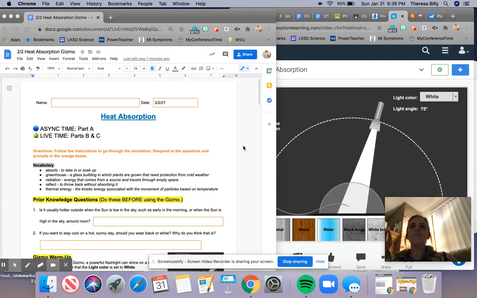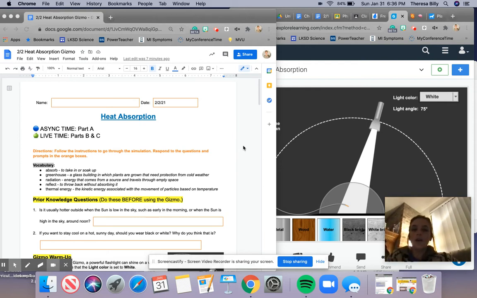Now, we want to take a closer look at some of the materials that are specifically chosen for Earthship houses, and that deals with heat absorption, retention, reflection of light, and all those other good things. So, in order to start looking at that kind of stuff, we're going to do a gizmo. Just an overview, you guys are going to do part A of the gizmo during asynchronous time, and then we as a class are going to finish up the gizmo by doing parts B and C.